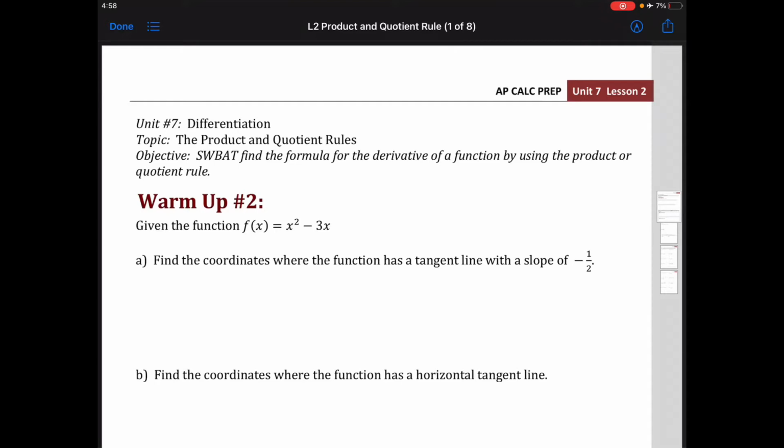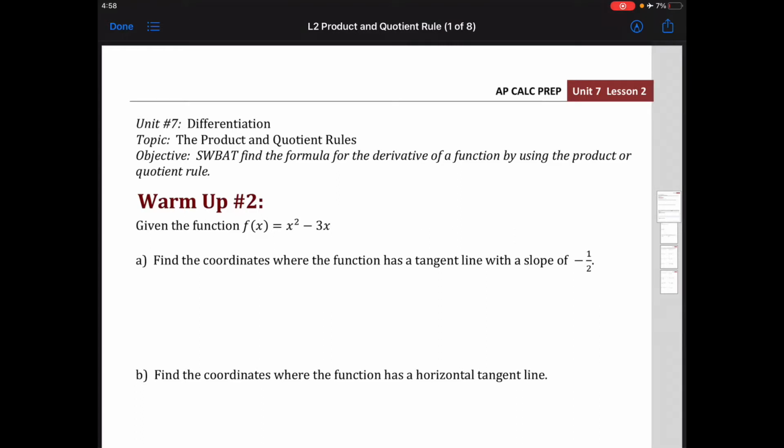Our topic today is the product and quotient rules. We've already done 3 rules of differentiation in the past lesson, and we're going to do 2 more today. I want you to try the warm-up on your own. Pause the video and then we'll do it together.